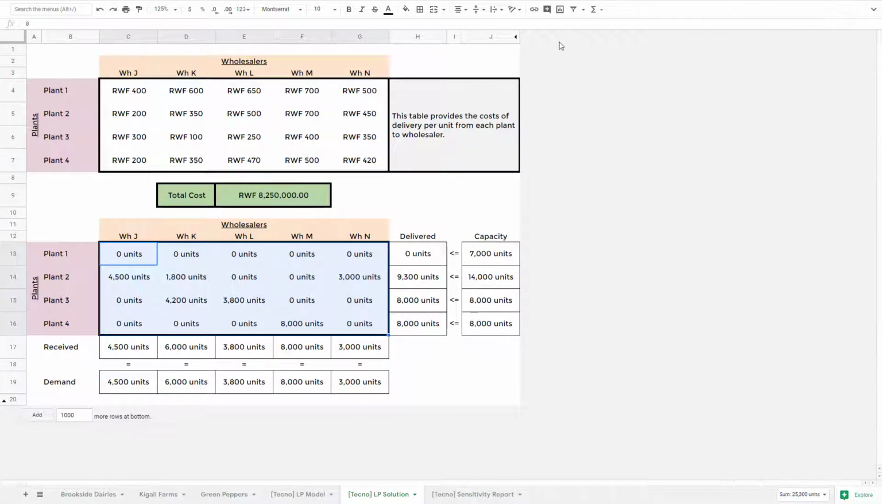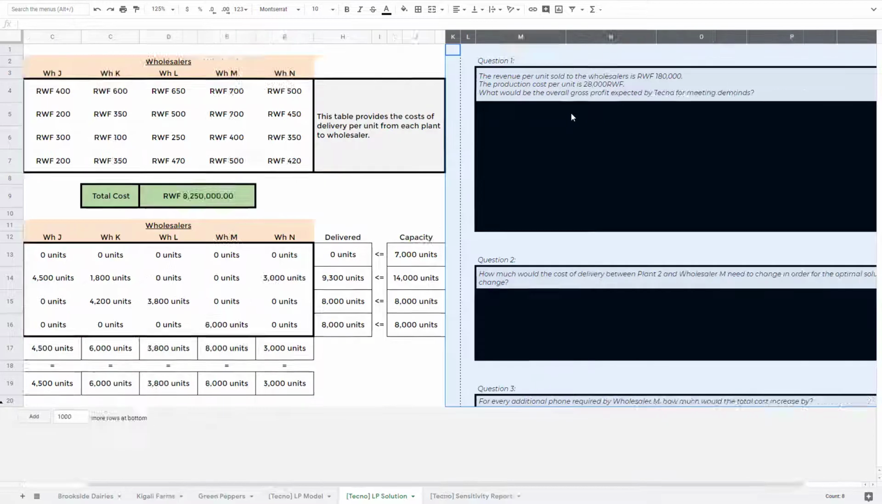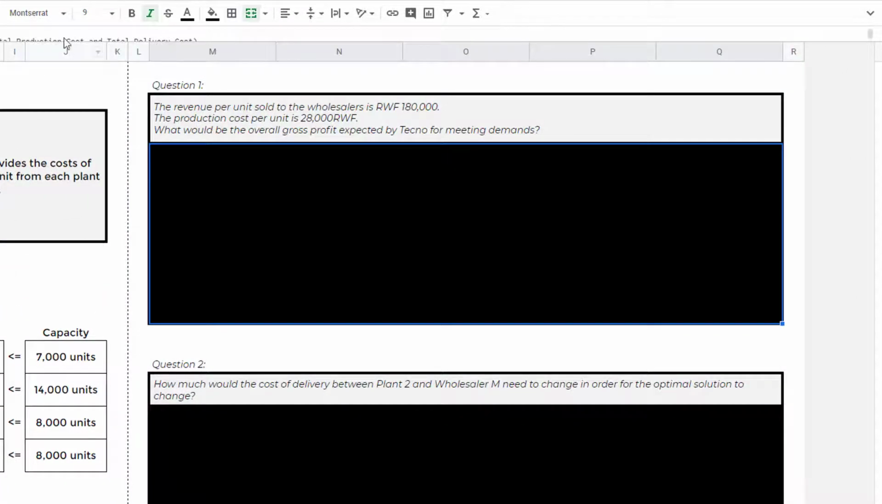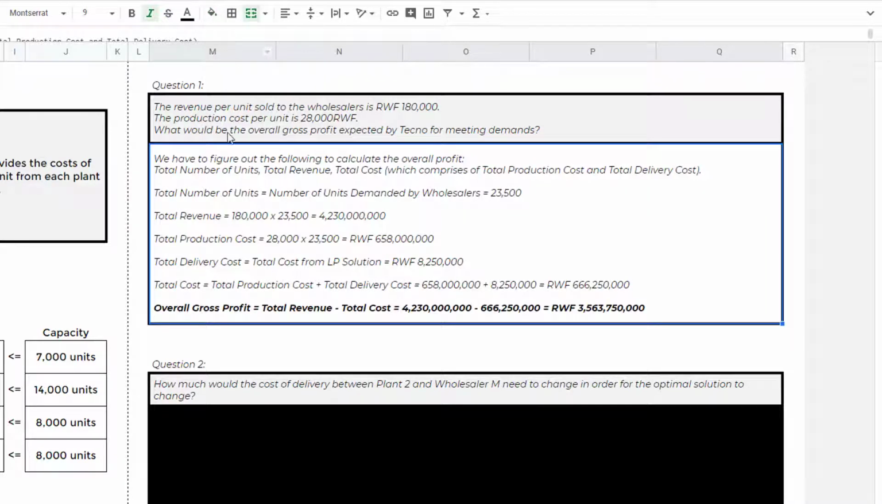Before we even get to sensitivity analysis, we need to tackle a couple of questions. So the first question was a non-sensitivity analysis question. It was just a question about profit. So I've expanded this, and let me display the answer. So I'm quickly going to go through that. You've been given the revenue, you've been given production costs, and it's asking you to calculate the gross profit, right?